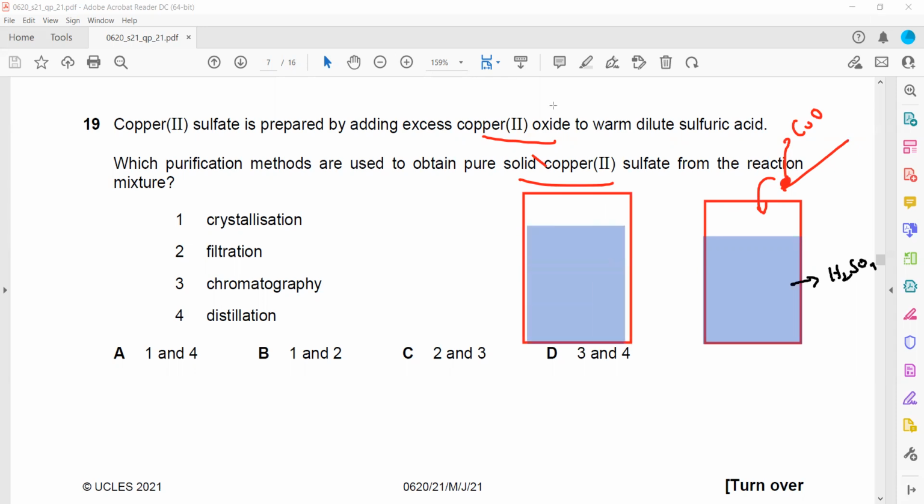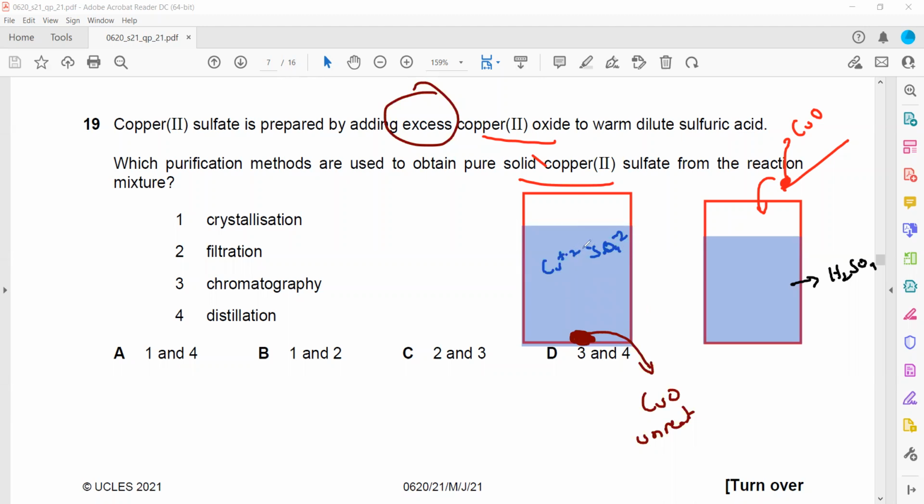When the reaction occurs, when copper oxide reacts with sulfuric acid, this solution will turn into copper sulfate, which contains copper ions and sulfate ions, because copper oxide mixed with sulfuric acid gives copper sulfate. So the solution will be a salt solution of copper sulfate, and there will be unreacted copper oxide. As we add in excess, some copper oxide does not react. And now the acid is completely used up and the solution has turned into copper sulfate.